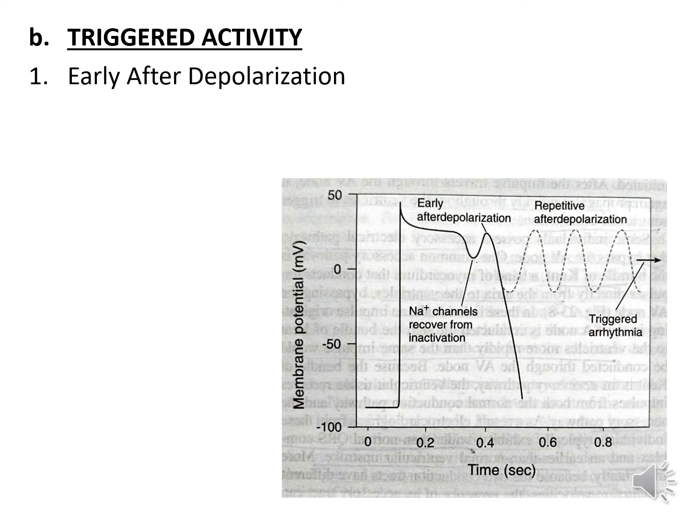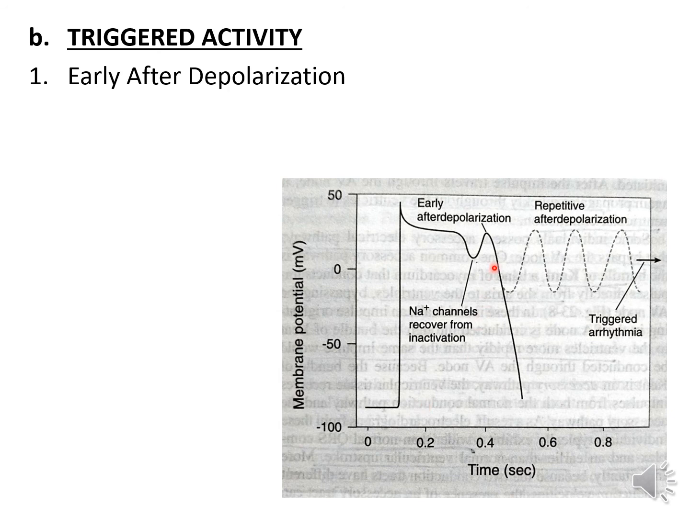Another type of defect in impulse generation is triggered activity, which is also known as after depolarization. Now, what are after depolarizations? When a normal depolarization triggers an extra abnormal depolarization, it is known as after depolarization because it is occurring after a normal depolarization. This can be of two types: early after and delayed after depolarization.